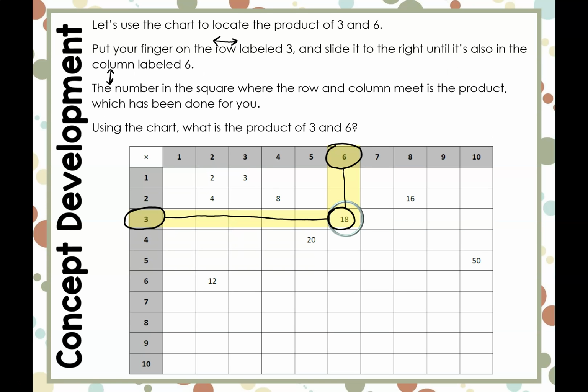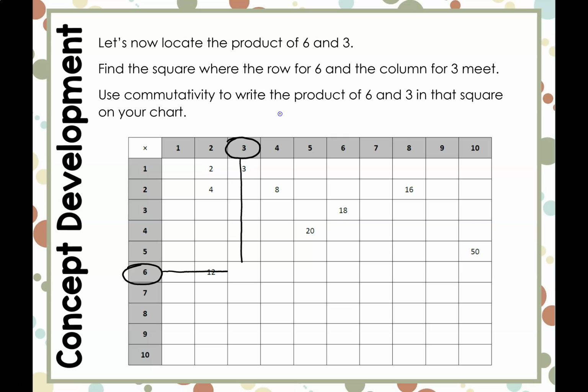On the last slide, we did the product of 3 and 6. So we solved 3 times 6 is 18. If I know 3 times 6 is 18, can I solve for 6 times 3? Yes, I can, according to the commutative property. The factors changed, but the product didn't. So 6 times 3 is 18.